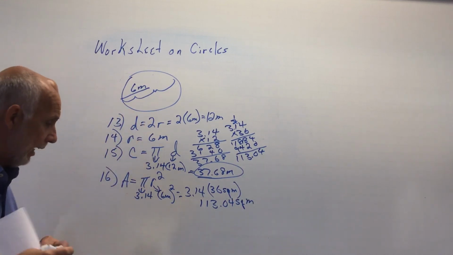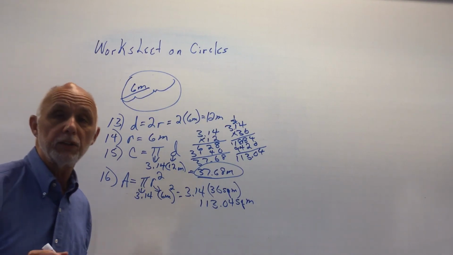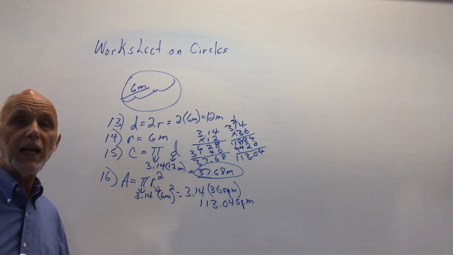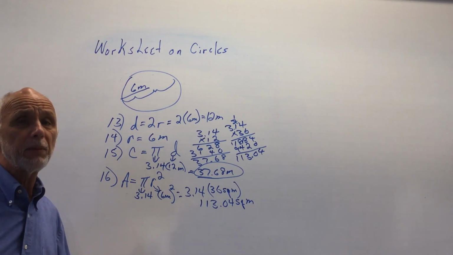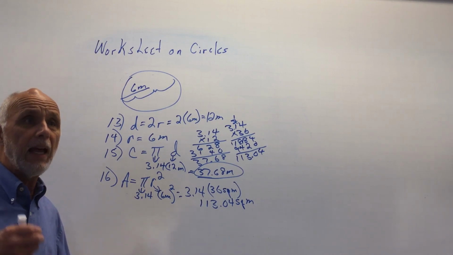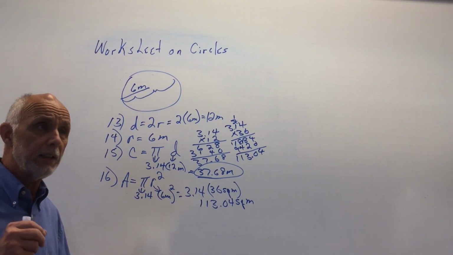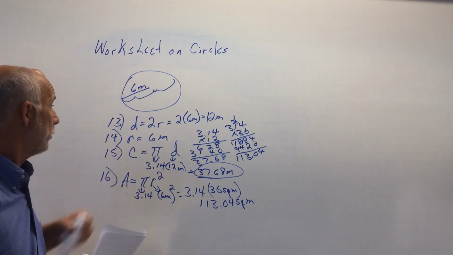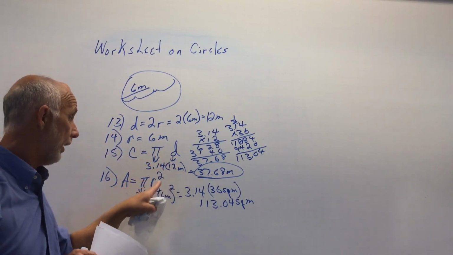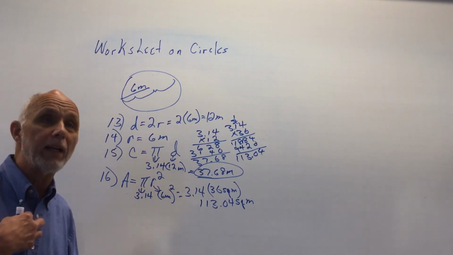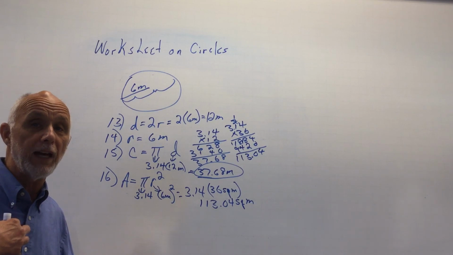And again, I normally do not give videos on worksheets or homeworks, but I did it this time because so many people seem to be having trouble with it. And you're having trouble with it for a couple of reasons. One reason is you need to know the difference between diameter and radius. And you need to know when to use the diameter and when to use the radius. Don't make a mistake like I almost did and use the radius when I'm supposed to use the diameter.